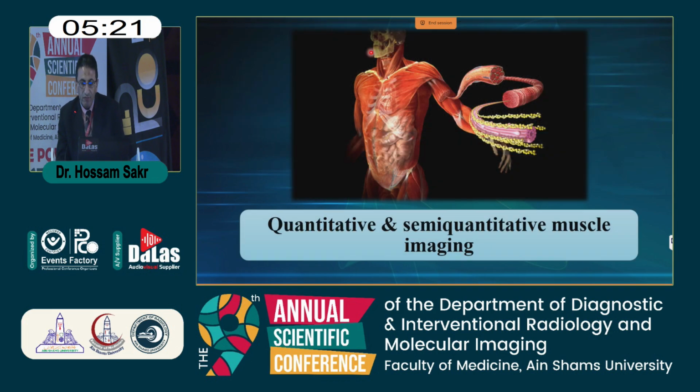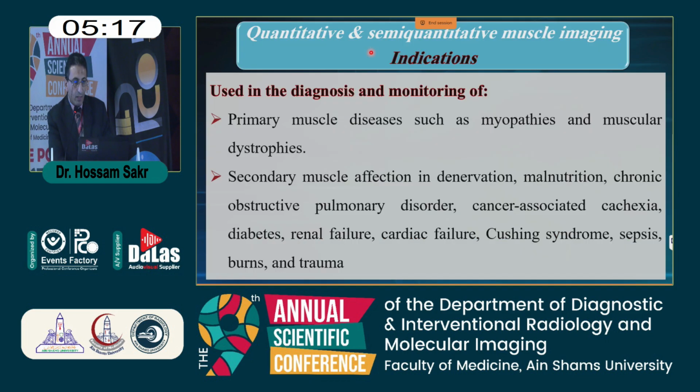Coming to quantitative and semi-quantitative muscle imaging. Indications of quantitative and semi-quantitative muscle imaging include the diagnosis and monitoring of primary muscle diseases such as myopathies and muscular dystrophies, and secondary muscle affection in denervation, malnutrition, chronic obstructive pulmonary disorders, cancer-associated cachexia, diabetes, renal failure, cardiac failure, Cushing syndrome, sepsis, burns, and trauma.